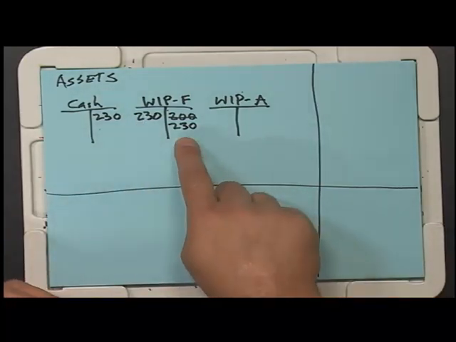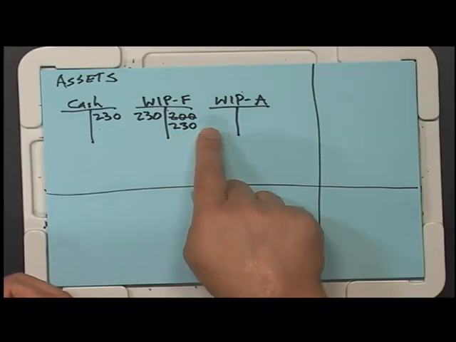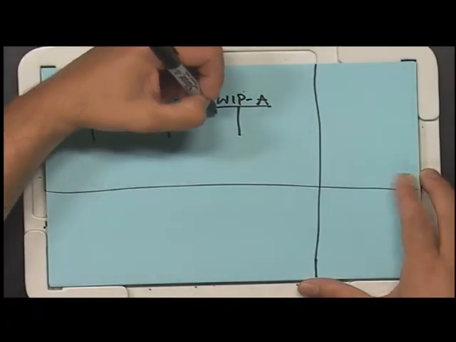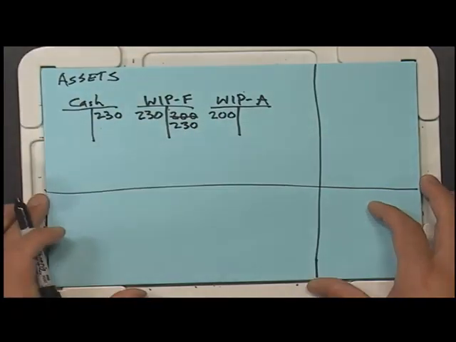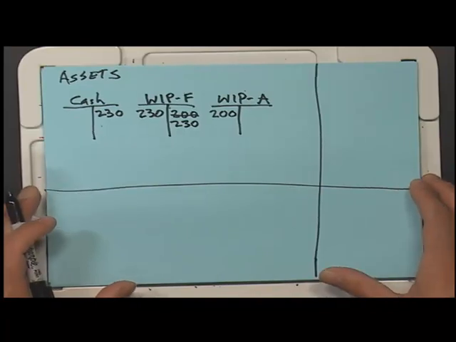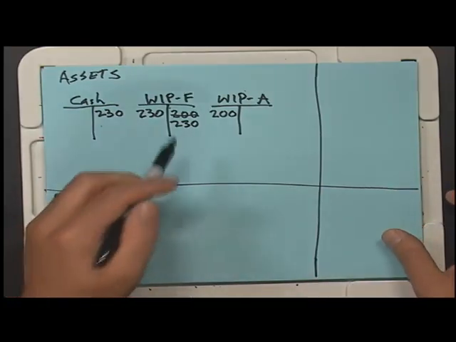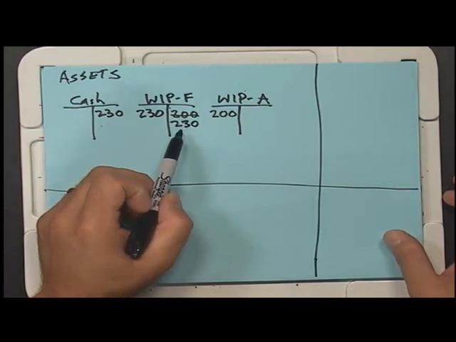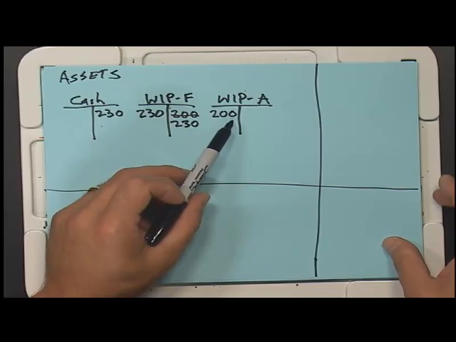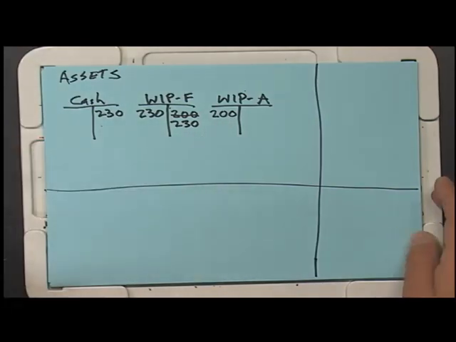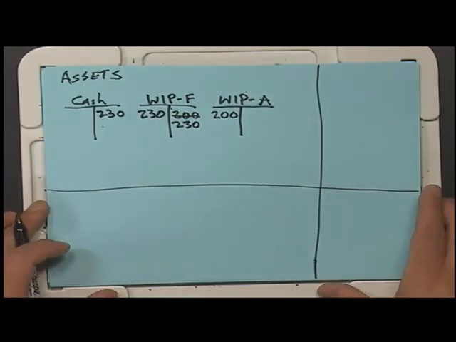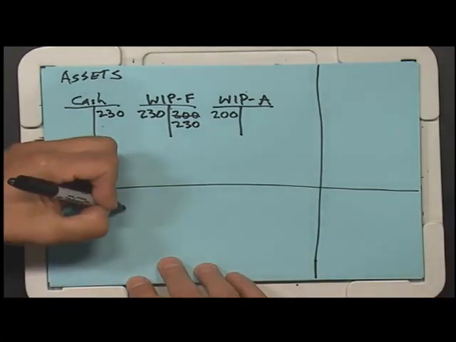But we're not going to let fabricating transfer all $230 into assembly. We're only going to let them transfer $200 into assembly, what it should have cost. Now, we have a problem because we've credited our fabricating work in process account $230, we've debited the assembly work in process account $200. We are going to need another $30 of debit to make this entry balance. Where are we going to put that?